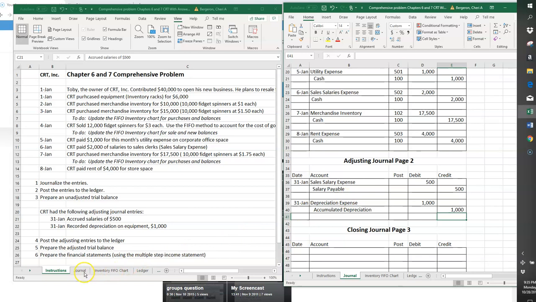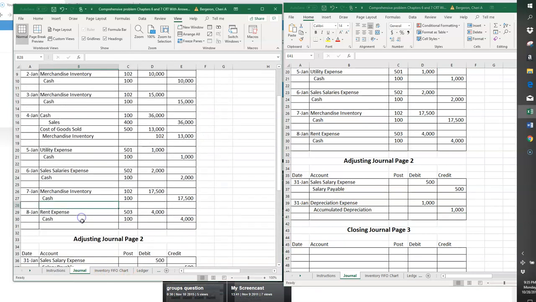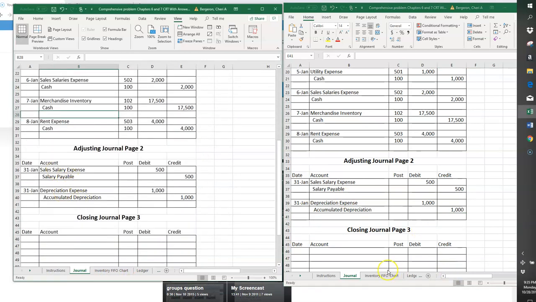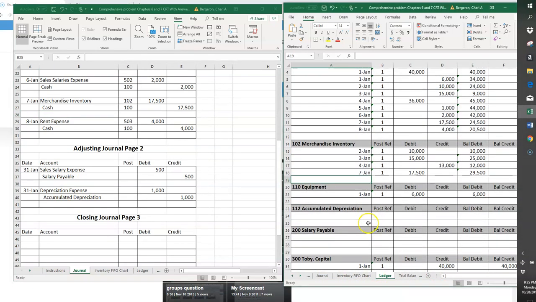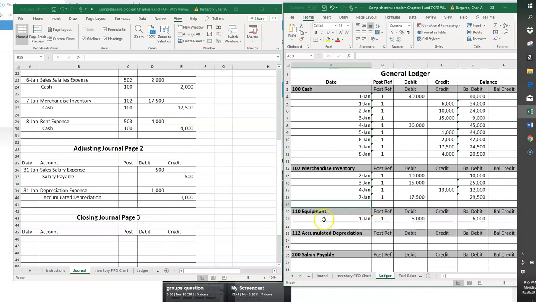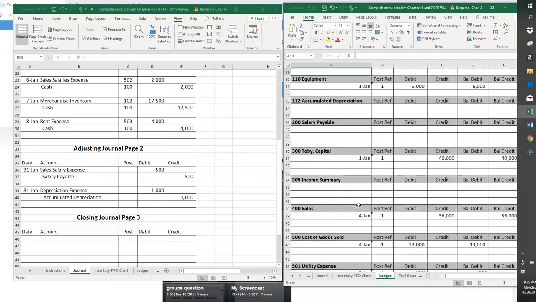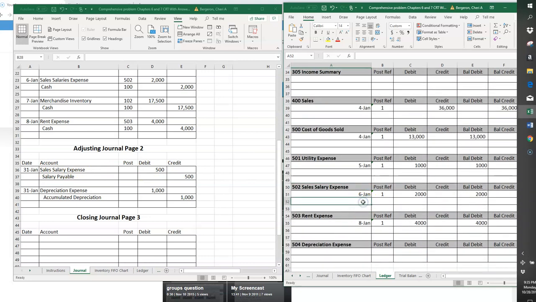So I'm going to open those up over here so I can see my journal. Here they are that I just made, and I'm going to go to my ledger so that I can post those. Okay, so picking back up on my same ledger. So sales salary expense is debited for $500. So sales salary expense on January 31st, this time from page 2, got debited for $500. A debit and a debit. I add, so my balance is $2,500. That went to account number 502.